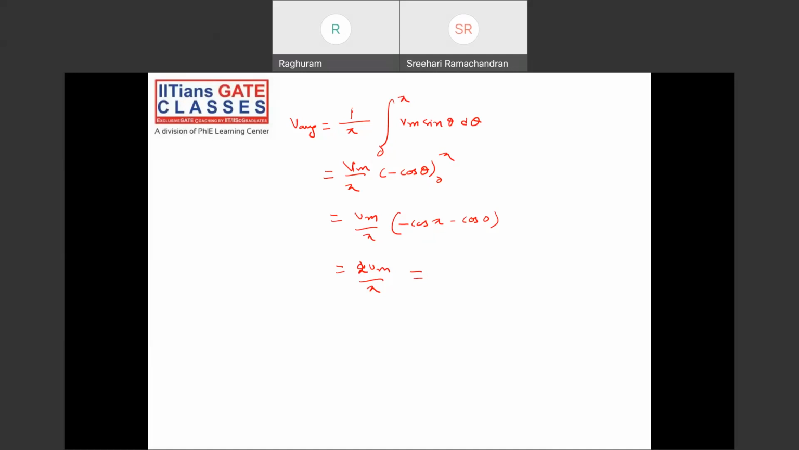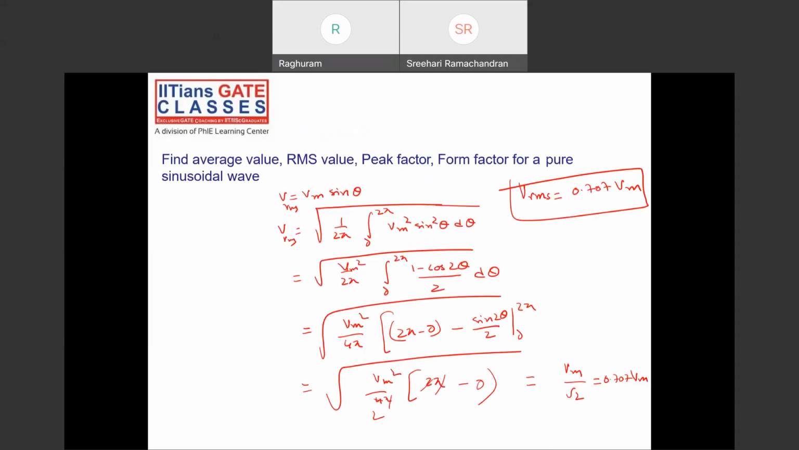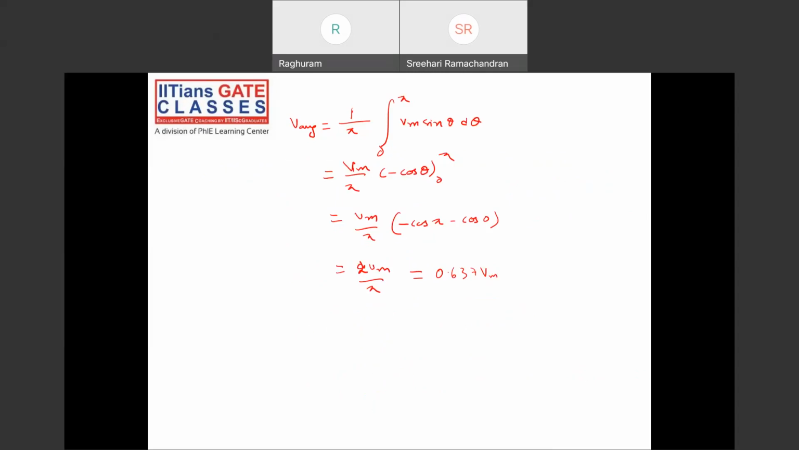Sorry, average value is 0.637. Average value, peak, RMS value, peak factor, and form factor.